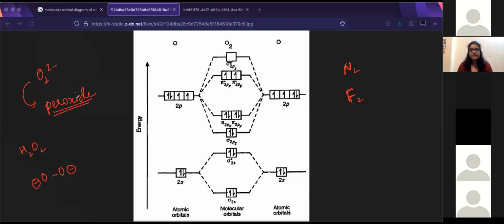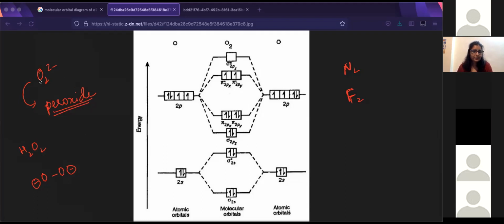Is the peroxide ion paramagnetic or diamagnetic? How will you answer this? How would you approach this question? Diamagnetic, because there are two electrons that are unpaired, and then it's 2 minus charge, so 2 get added, so they'll be all paired. Absolutely, Kaveri, you got it. That's exactly how you'd approach it.